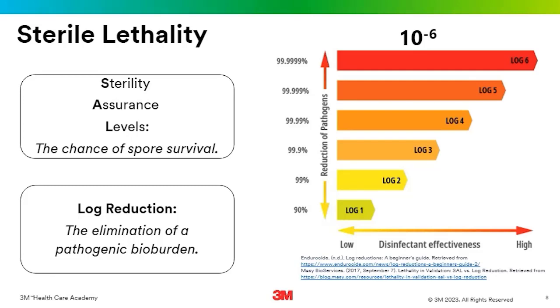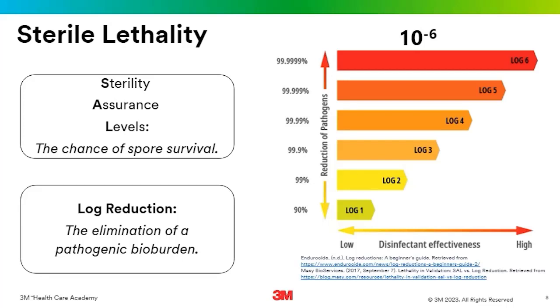That means in a 1 in 1 million chance, there's a 1 in 1 million chance of an organism surviving the sterilization process, and 10 to the negative 6 is the lowest probability of spore survival. So that's why we're operating in that 10 to the negative 6. We demonstrate this using log reduction. And you can actually see that on the graph right here to the right, which I'll explain in just a moment. It's very colorful. I love it.